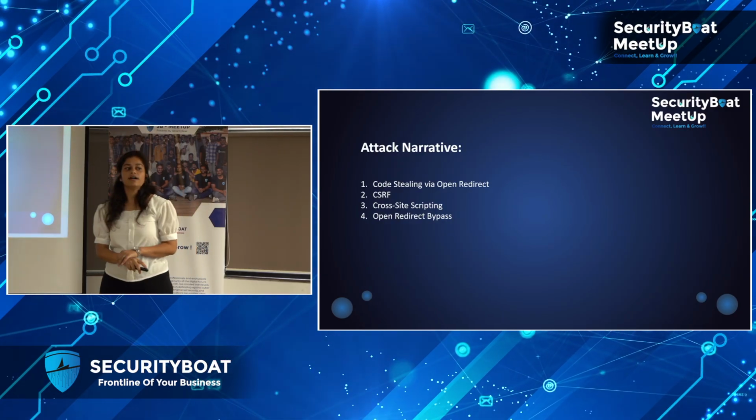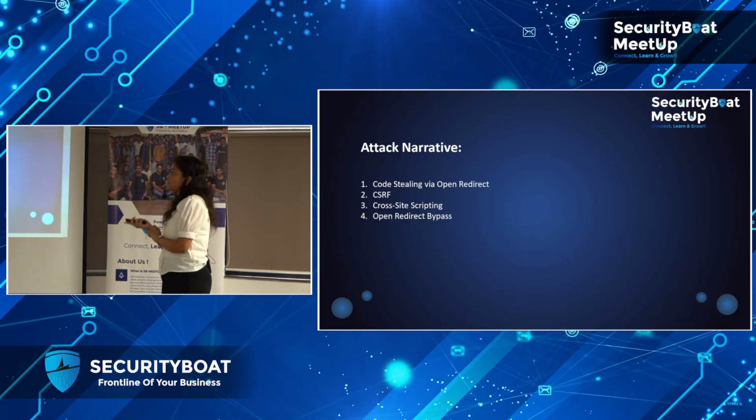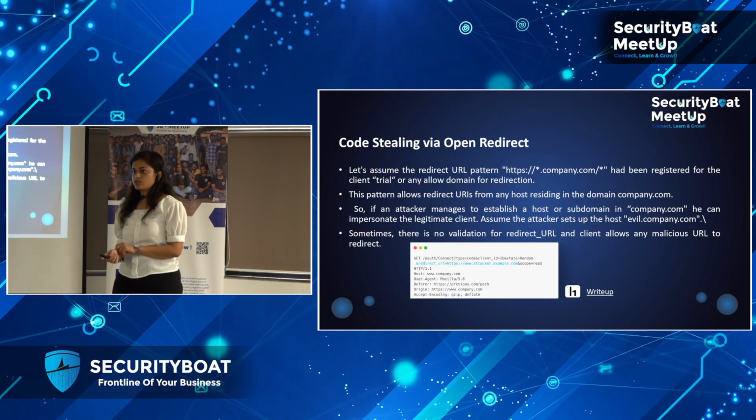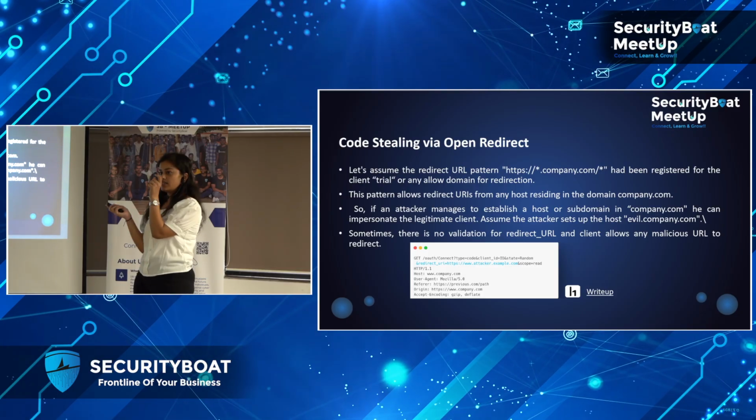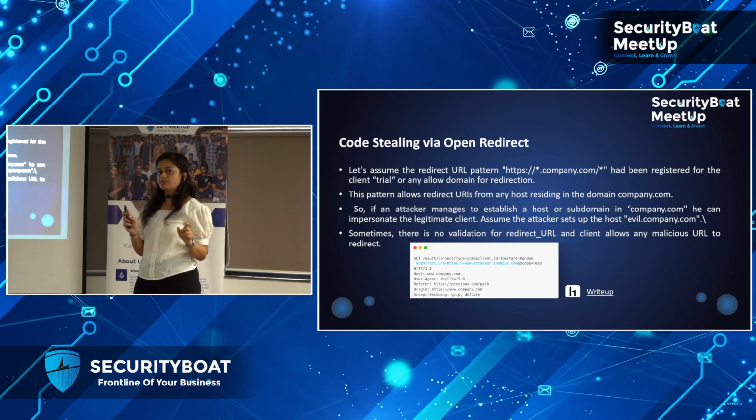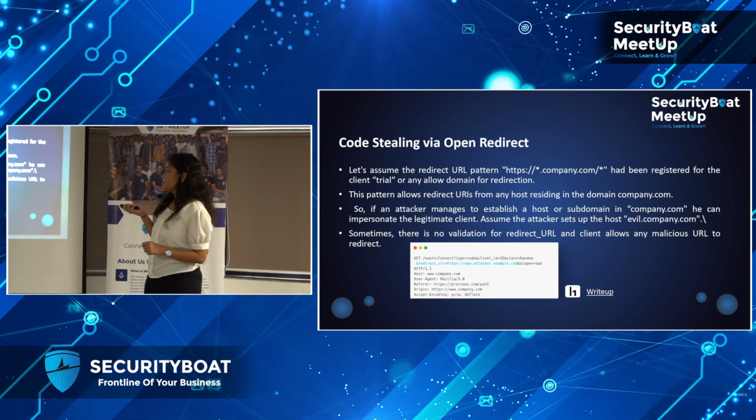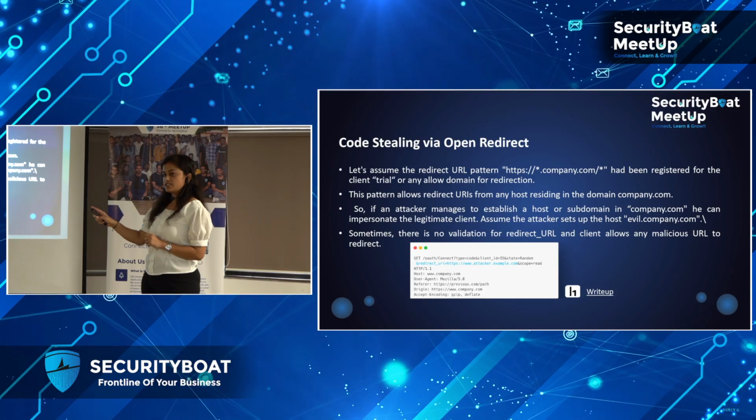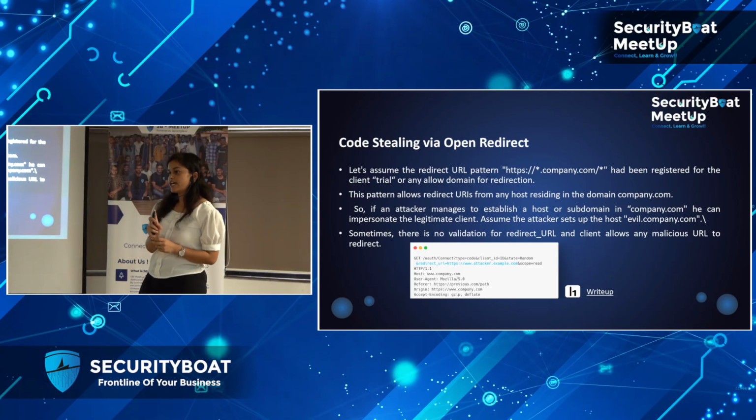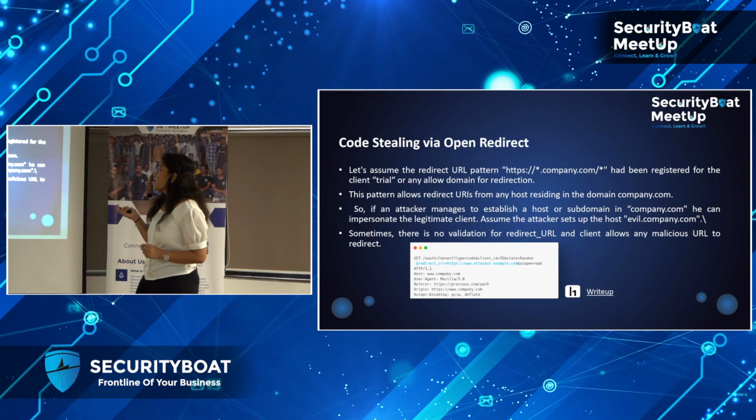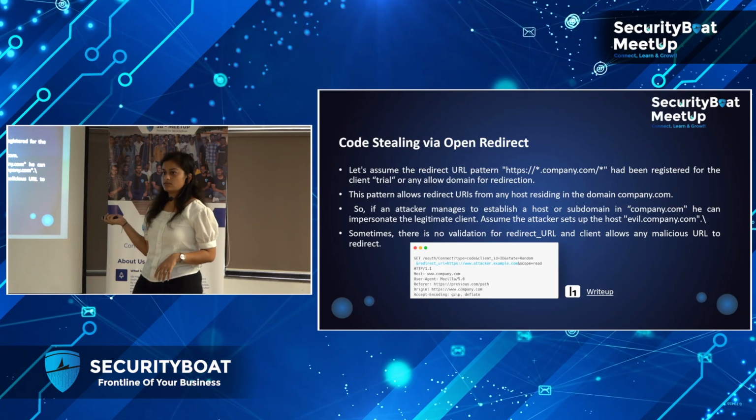Now we will discuss some attack narratives found by security researchers. Here is code stealing via open redirect. Here, in the redirect URL parameter that I highlighted, in this particular example, all subdomains of company.com can be used. Then we are using example.company.com, and we are redirecting it to our server. The redirect URL is not validated here, so we are able to redirect to the mentioned path, and in this way we are leaking the authorization code. And here is the attached report also.